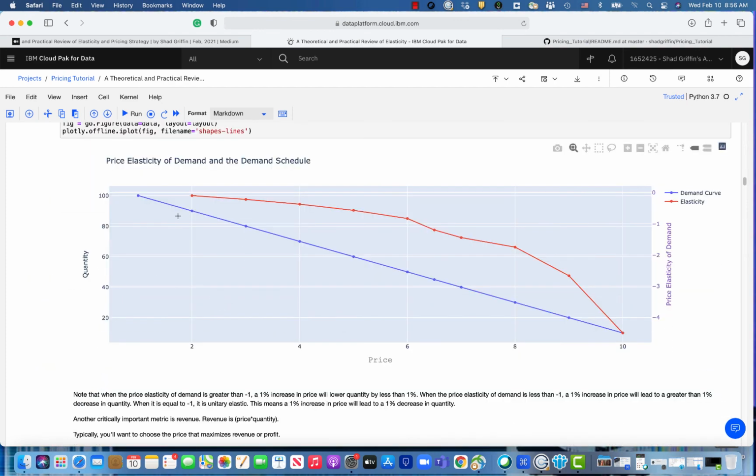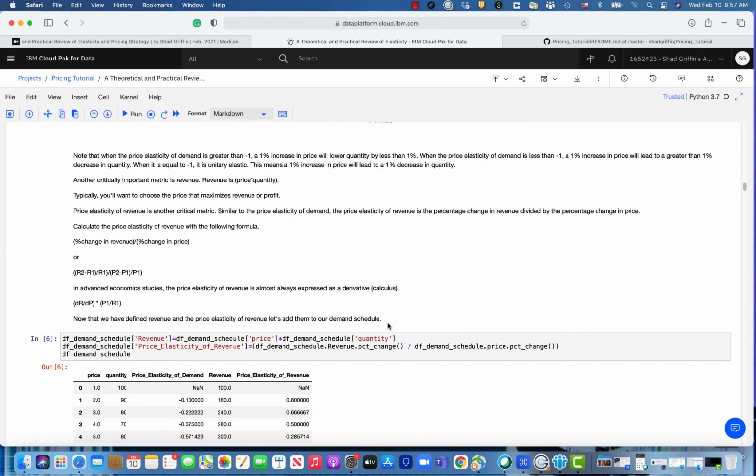And here it is graphically. You can see this is the demand curve, this is the price elasticity of demand. And you can see by this curve that it varies from point to point on your demand curve. So with a linear demand curve, the price elasticity of demand is going to be different as you increase price and as you decrease price.